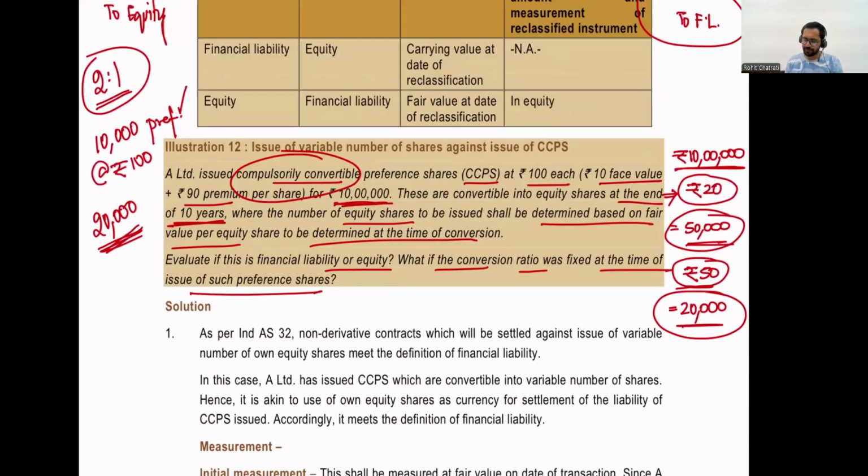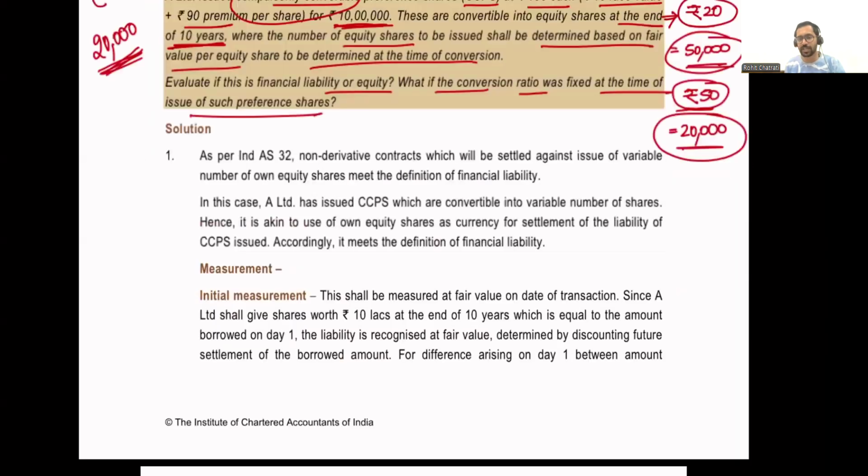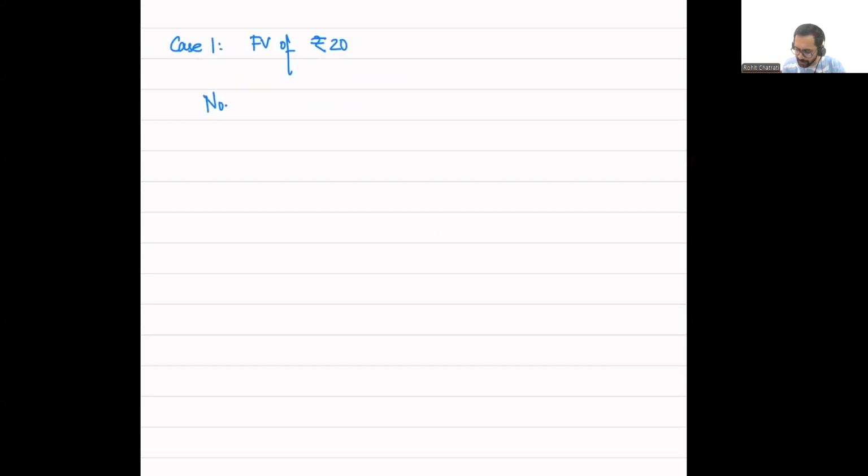Now, if you look at the first part of the question, where an entity has an obligation to deliver a variable number of equity shares, A Limited had an obligation to deliver a variable number of equity shares. For example, let us say case 1. I said that if the fair value of the equity share was equal to rupees 20, then the number of equity shares that the entity would issue is equal to rupees 10 lakhs divided by rupees 20, which was equal to 50,000. So in this case, A Limited was issuing 50,000 equity shares.